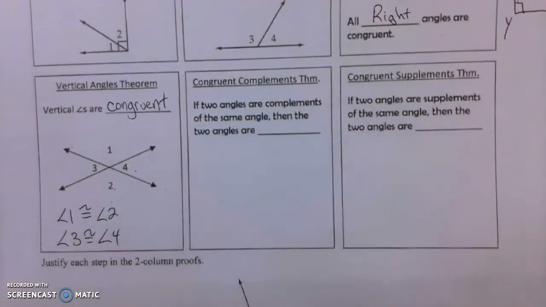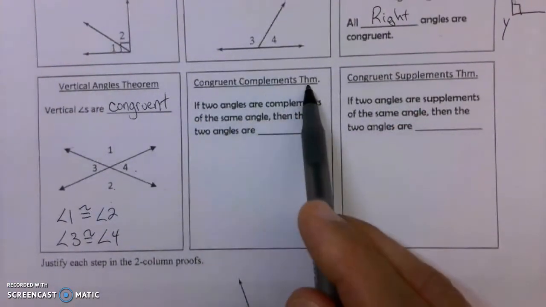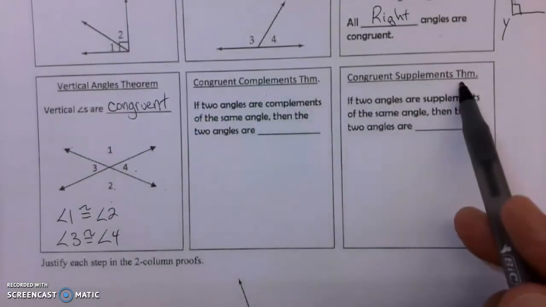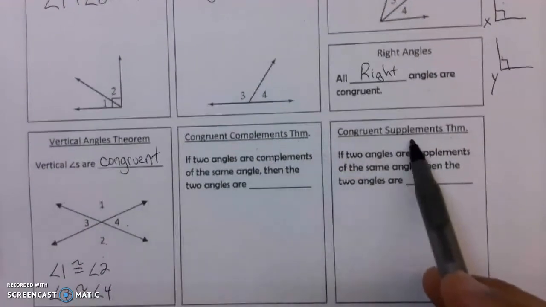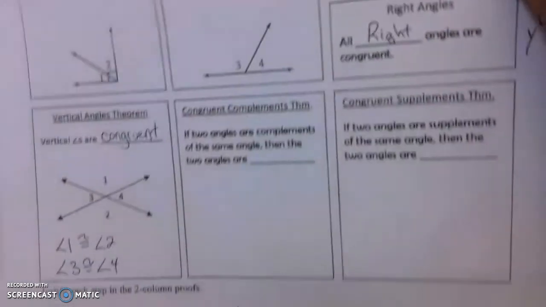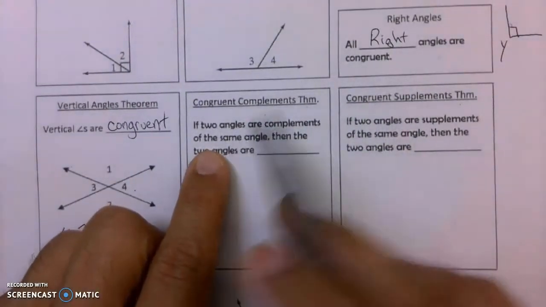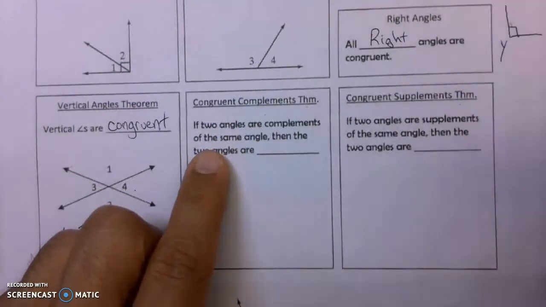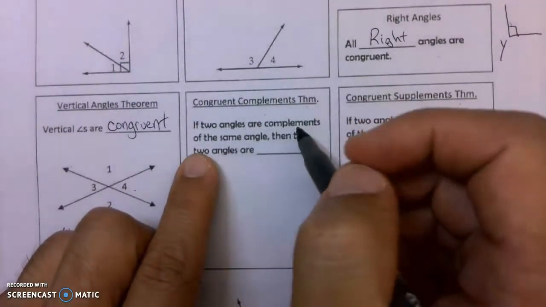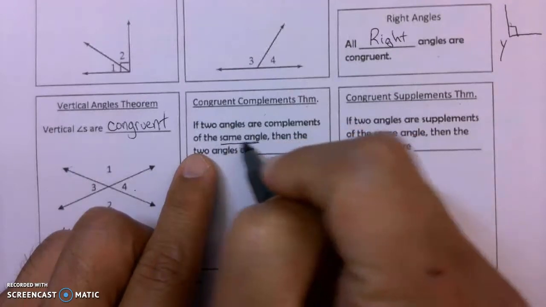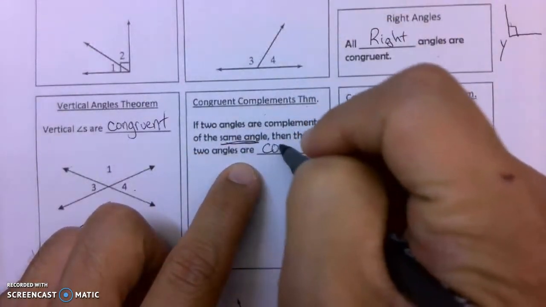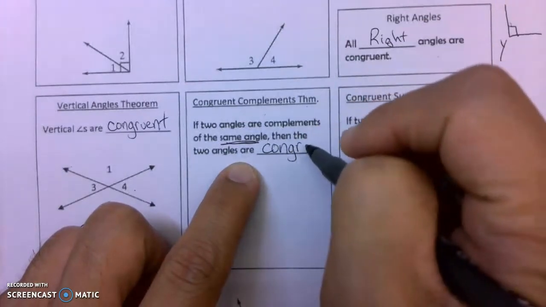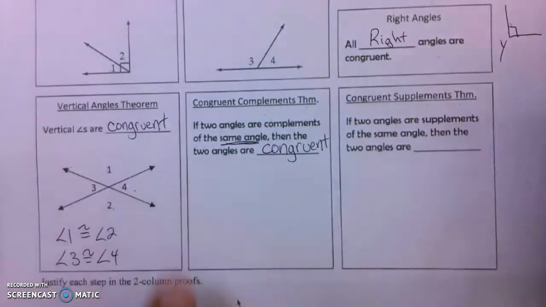The next two are the congruent complement theorem and the congruent supplement theorem. Obviously, complement means two angles that add up to 90, supplement two angles that add up to 180. But let's read this and then we'll draw a picture of what it's actually saying. If two angles are complementary to the same angle, then those two angles are congruent. This is the congruent complement theorem. So that's saying a lot here.